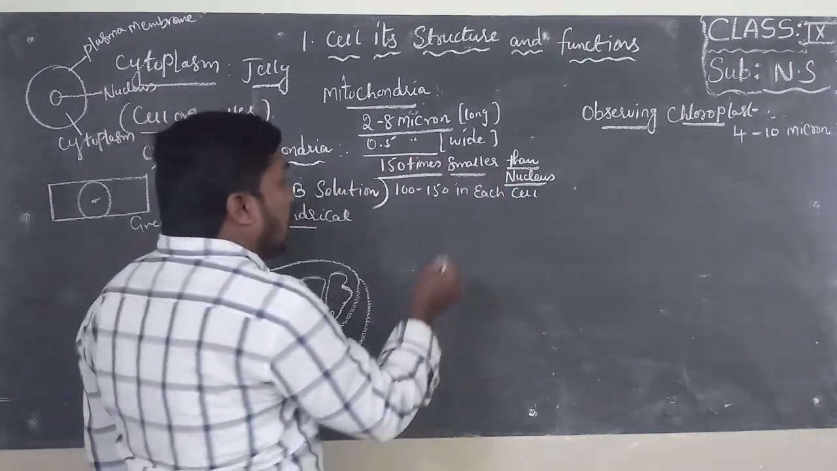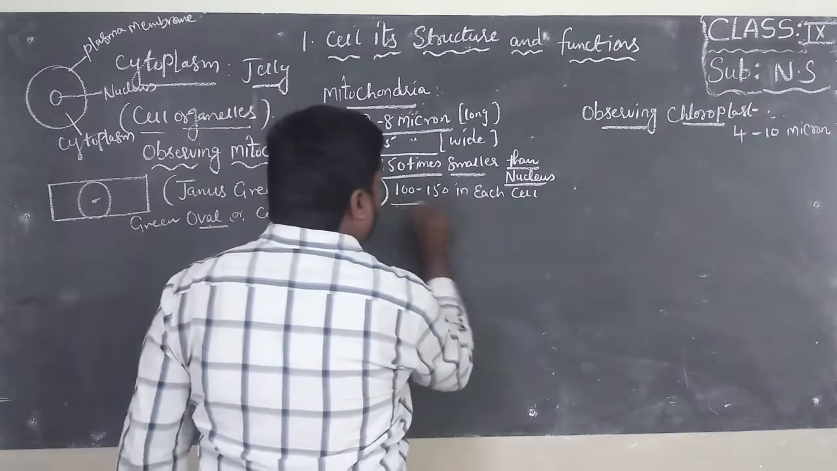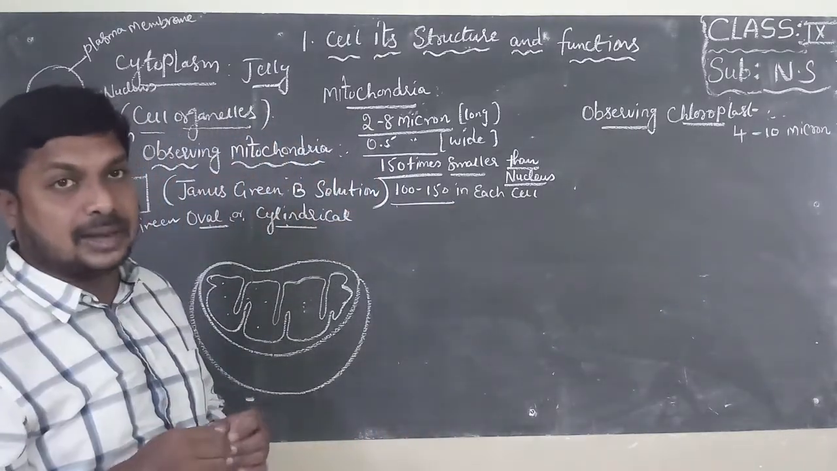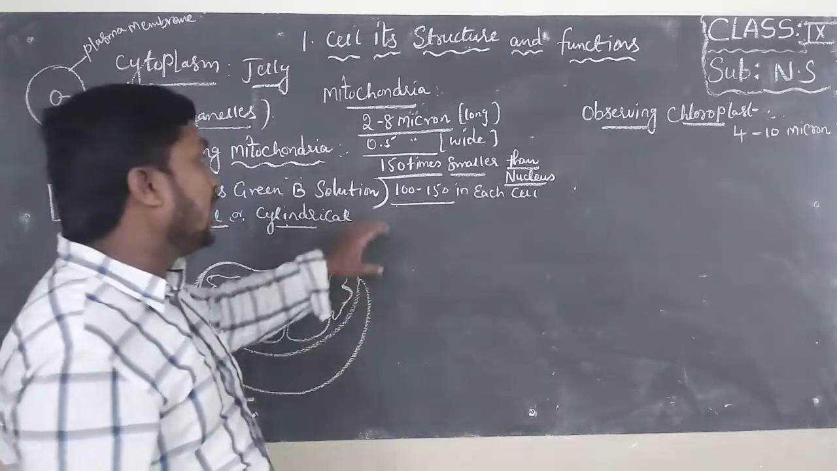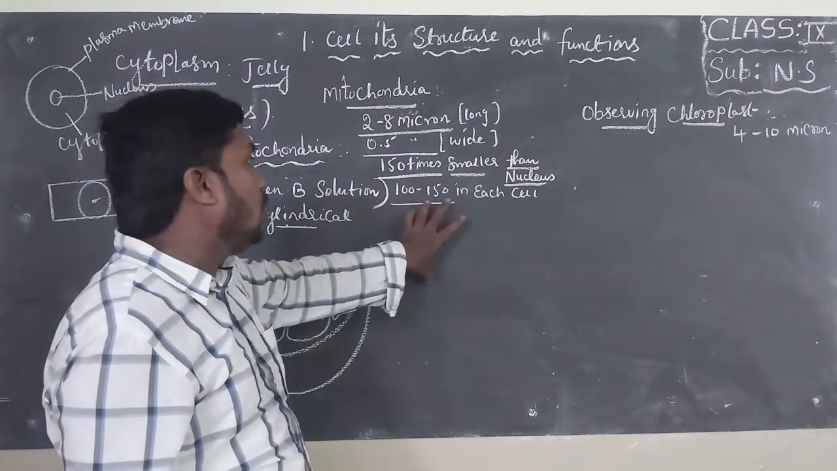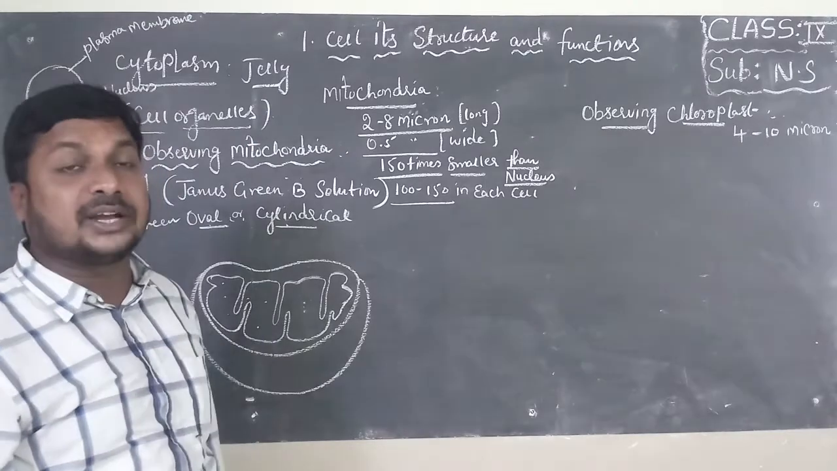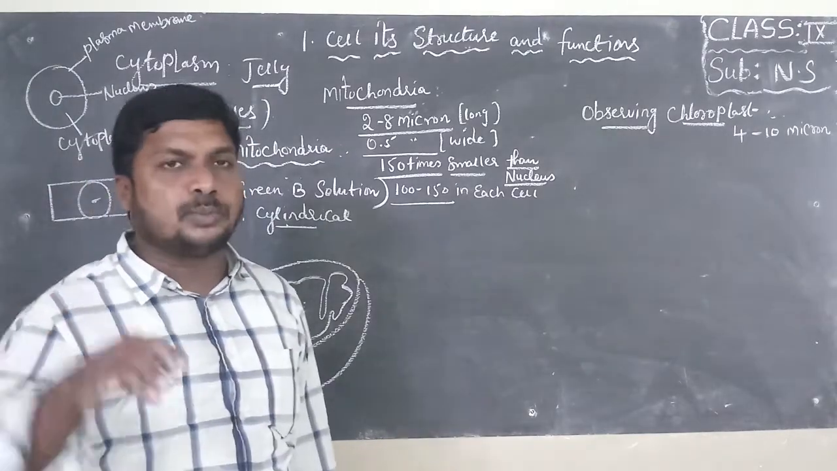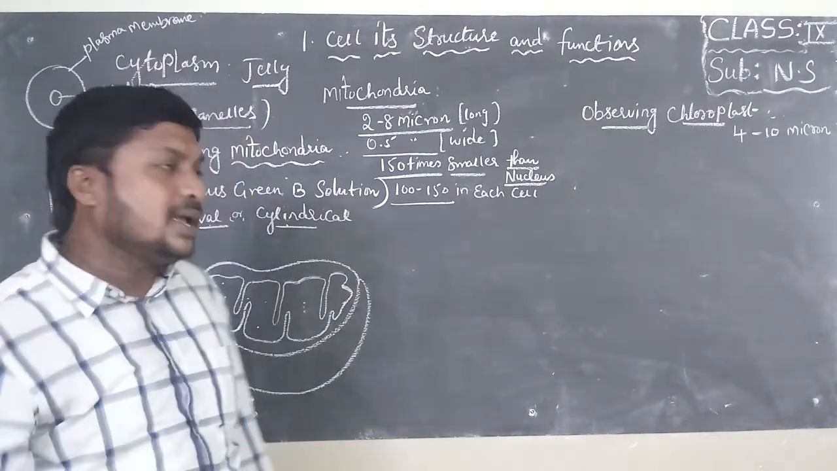How many are present? There are 100 to 150 mitochondria in each cell. In each cell, how many mitochondria will be present? 100 to 150 mitochondria will be present. That's why they are very small structures. The cell itself is small, and in it the mitochondria are very small.